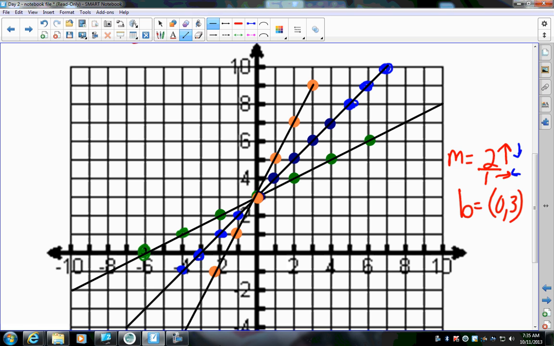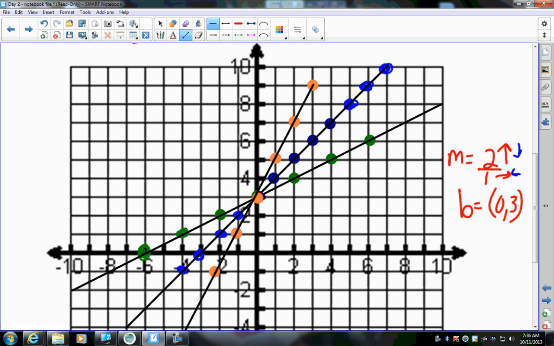So now we should have the 3 lines graphed. What is the same on all 3 lines? They all intersect; the y-intercept is the same. But what's different on all of them? The slope. That's different slopes, different steepness.